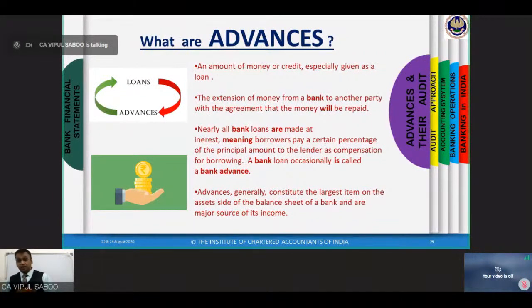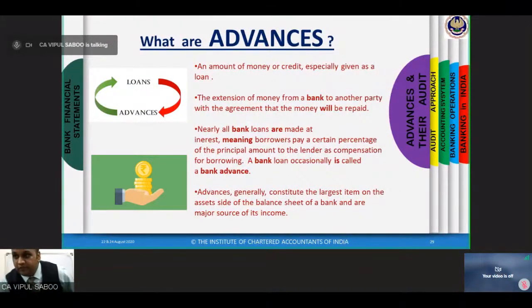Meaning, the borrower has to pay a certain percentage. It could be on a flat basis, but it is usually on a reducing balance basis. As the balance reduces, the amount of interest also reduces. Right? There is a principal amount, and on the principal amount you have to pay interest. A bank loan is occasionally called a bank advance. Advances are generally considered, as I told you, the largest item on the asset side of the balance sheet and are a major source of income for the banks.